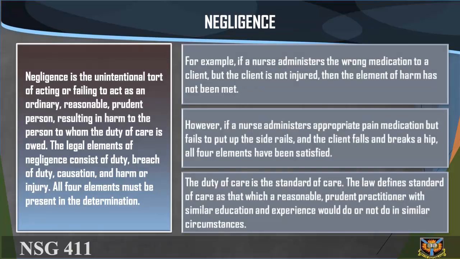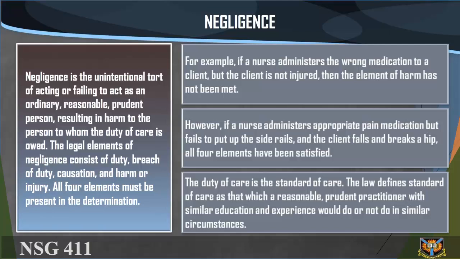Negligence. Negligence is the unintentional tort of acting or failing to act as an ordinary, reasonable, prudent person, resulting in harm to the person to whom the duty of care is owed. The legal elements of negligence consist of duty, breach of duty, causation, and harm or injury. All four elements must be present in the determination.